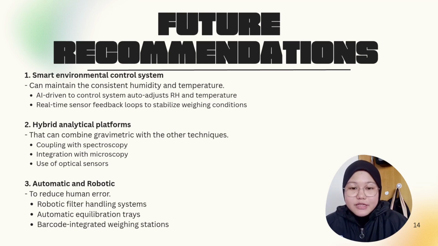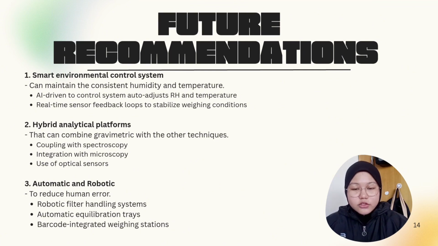Second is a hybrid analytical system that can combine gravimetric analysis with other techniques. Hybrid platforms that pair gravimetric measurement with spectroscopy or imaging, for example microscopic particle morphology, can validate composition and particle size distribution concurrently, boosting accuracy for complex water.